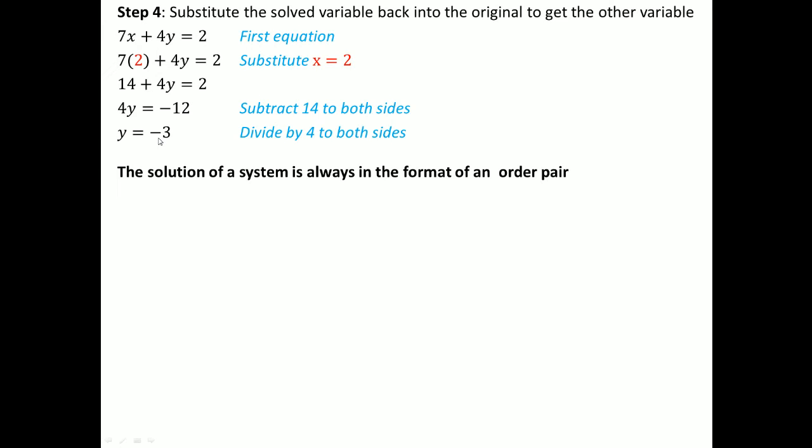So the solution of a system is always in the format of an ordered pair. The solution here would be 2, negative 3 because the ordered pair is x, y.